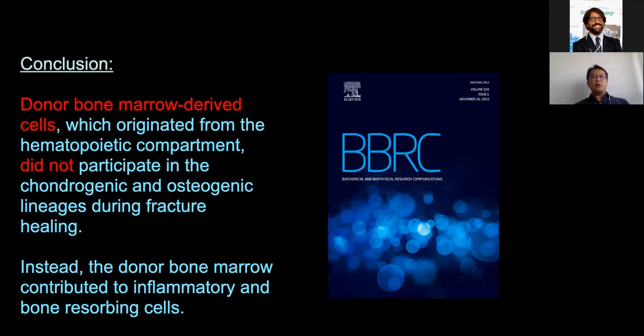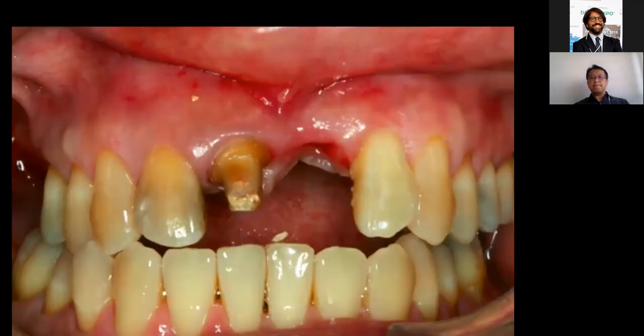They found that the donor bone marrow derived cells, which originated from there, did not participate during fracture healing. They could in fact contribute to inflammatory and bone resorption cells that are counterintuitive to what we are trying to achieve. So it's just a thought process for you.